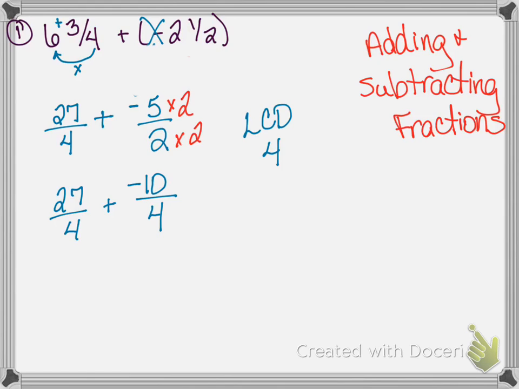We have that common denominator, so we can go ahead and write that common denominator down. And now I'm just adding 27 and negative 10. Which one has the higher absolute value? Good. And whenever I have different signs, I subtract. So what's 27 plus negative 10? Excellent. So my answer to this is 17 over 4.